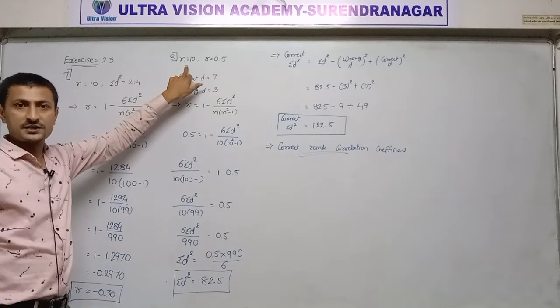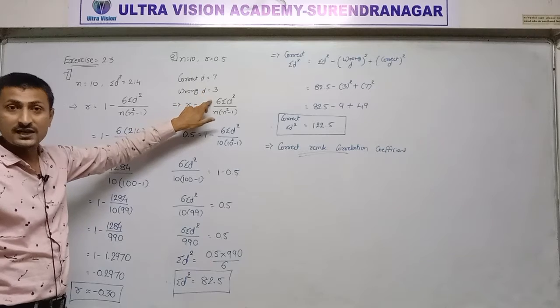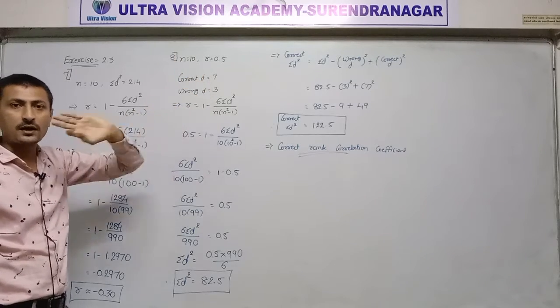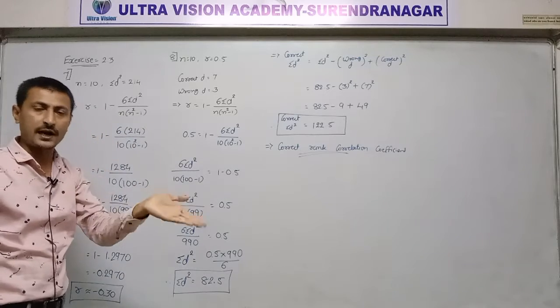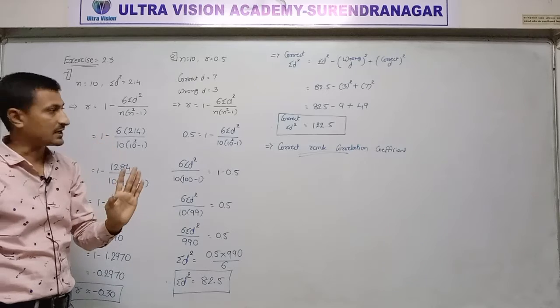Number of observations is 10. One observation added, one observation removed, so 10 plus 1 is 11, minus 1 is 10. So n is correct as it is. One observation added, one observation less, so n is not changed; it is 10.